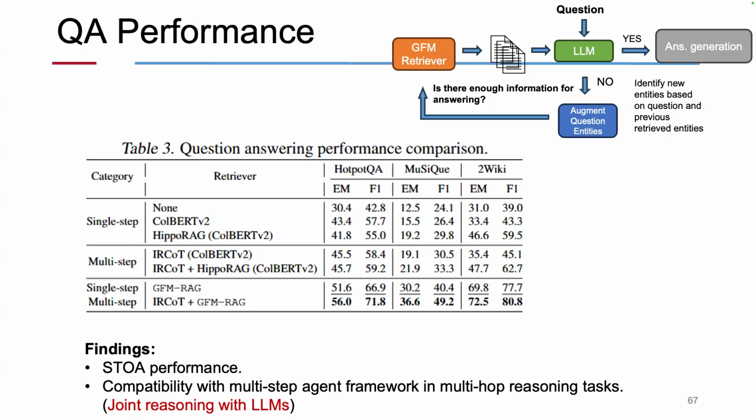If not, it will identify some new starting entities and feed them back to our graph foundation model to do the retrieval again. So here we can see we can iteratively combine the graph reasoning and also the LM reasoning until it finds the final answer. By combining this kind of iterative framework, our performance is even better than the previous single-step method. So basically we join reasoning on the graphs with the large language models.